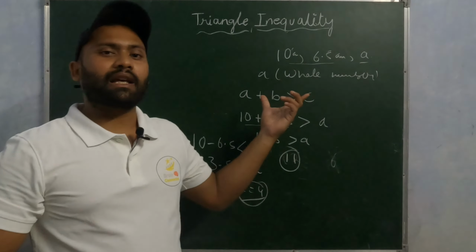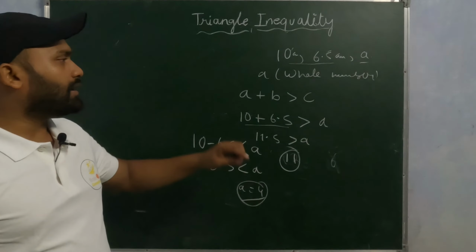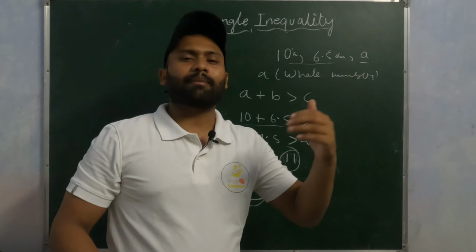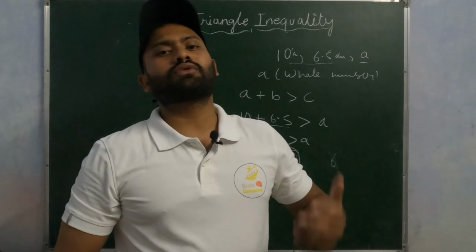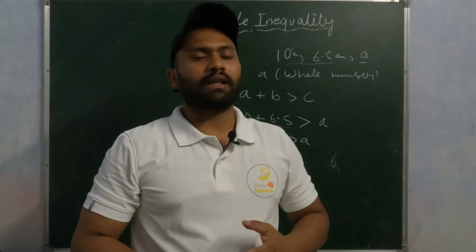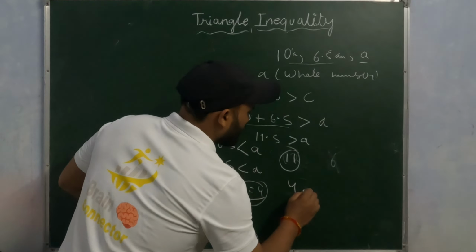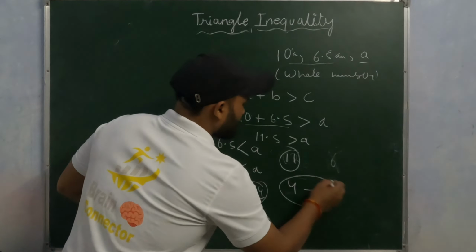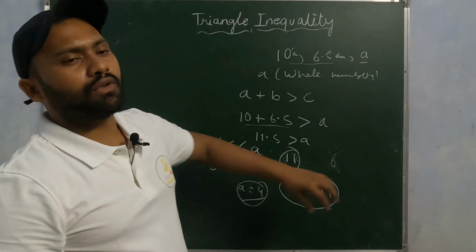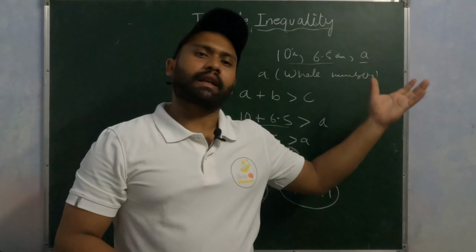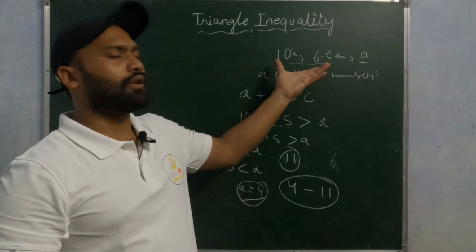By using the inequality rule, if the question asks what the possible values of the third side can be, the possible value of the third side can be 4 to 11. Any number between 4 and 11 can make a triangle with these two sides.